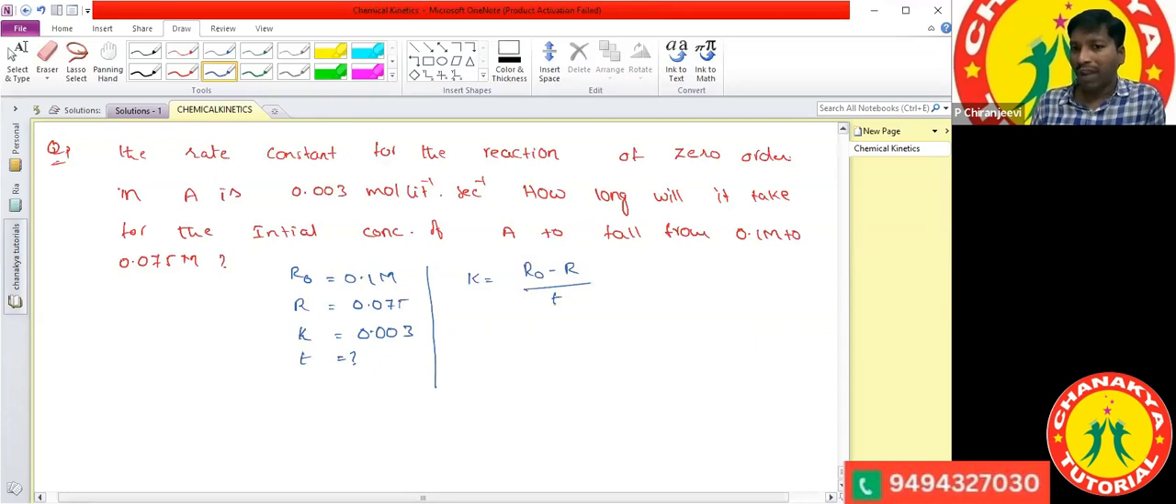Now we have to calculate t. According to that, how can we simplify the formula? t is equal to R naught minus R by K. The initial concentration is 0.1 molar, the final concentration is 0.075, and the K value they had given is 0.003. Can you simplify and tell me the answer?